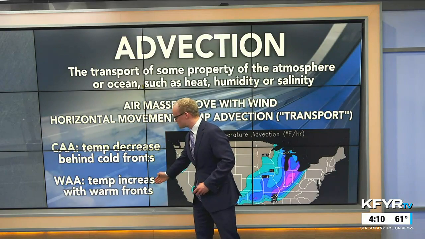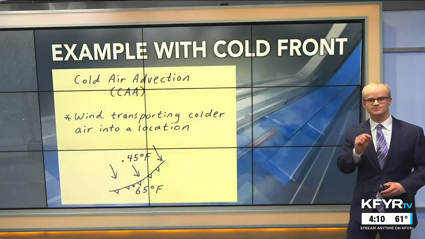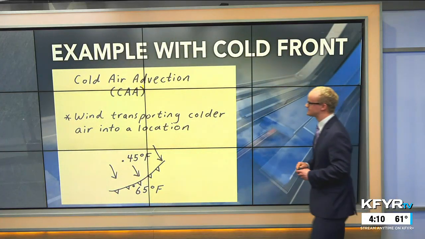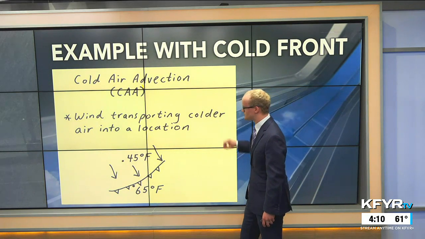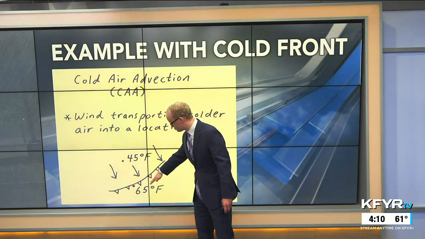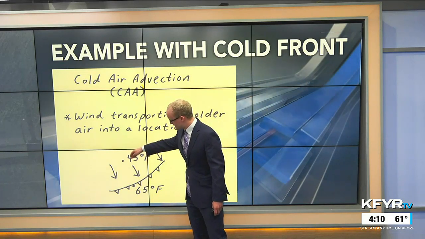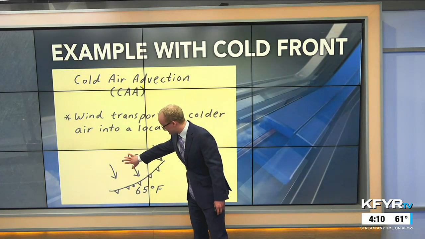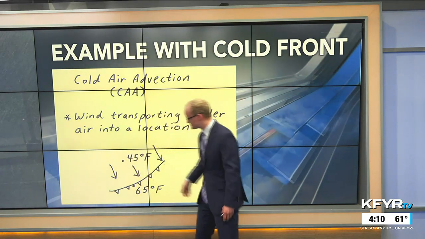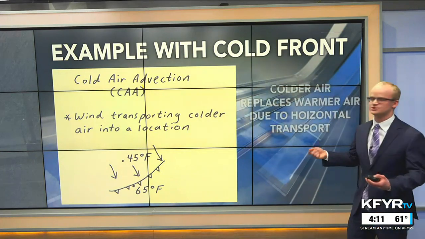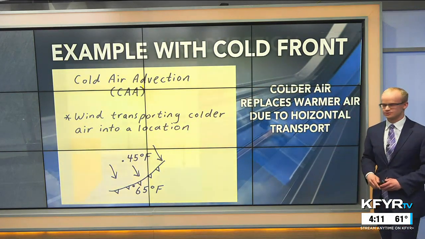With warm air advection, WAA, temperatures increase, and that usually happens with warm fronts. But we'll first talk about cold fronts. Give a quick example here of cold air advection. Wind transporting that colder air into a location. So if a cold front is moving through this location that has a temperature of 65 degrees, the temperature is going to decrease. So like right now, 45 degrees behind this cold front, that colder air is filtering into the 65-degree location. Our temperature is going to drop. The colder air replaces the warmer air due to that horizontal transport.